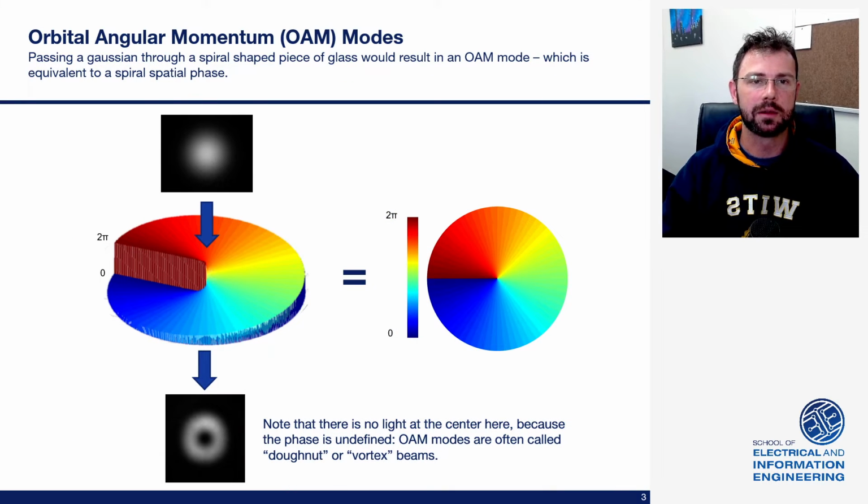So orbital angular momentum modes are modes that you would get if you were to take a Gaussian beam and pass it through a spiral-shaped piece of glass. And if you tailored the shape of this glass just right, some of the beam will pass through the thicker part of the glass and some of it will pass through the thinner part of the glass. What this means is that we'll have a spatially varying phase that's imposed on the light as it propagates through, and you'd also then get an amplitude that looks a little bit like this donut here.